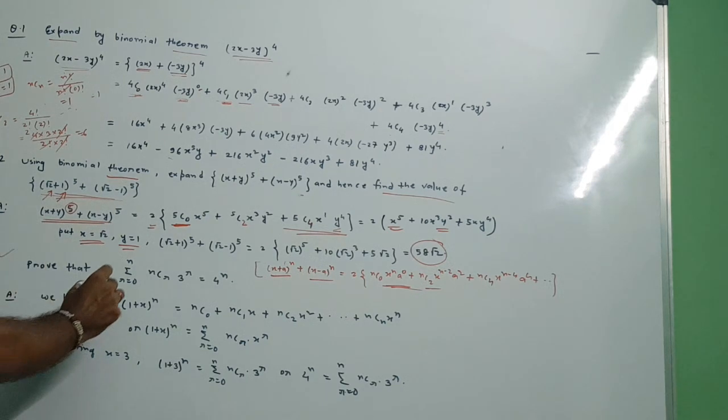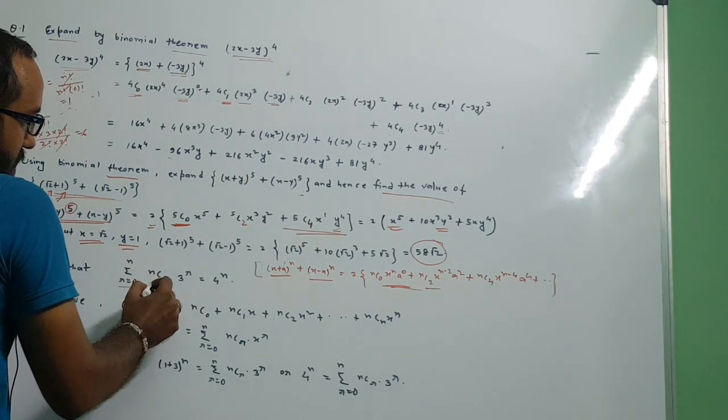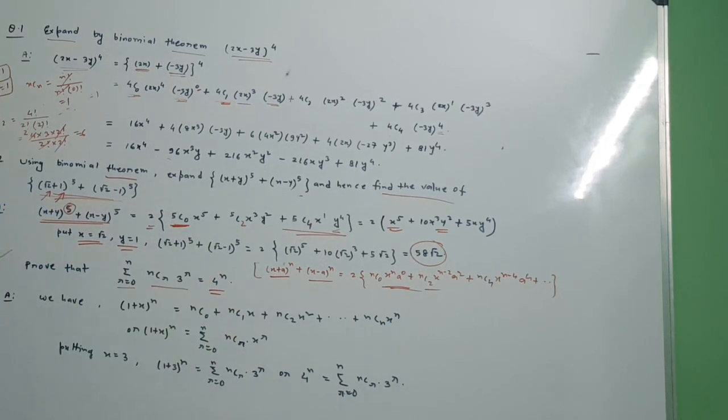Next question is prove that summation r equals 0 to n nCr 3 to the power r is actually 4 to the power n.